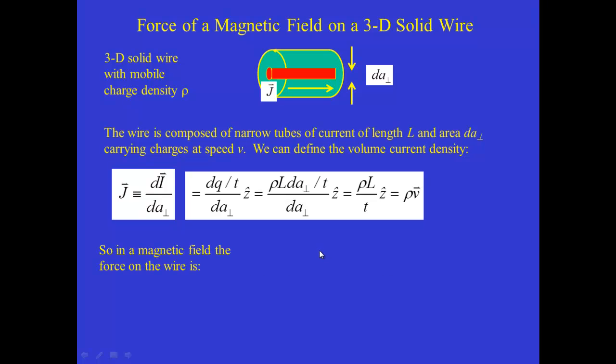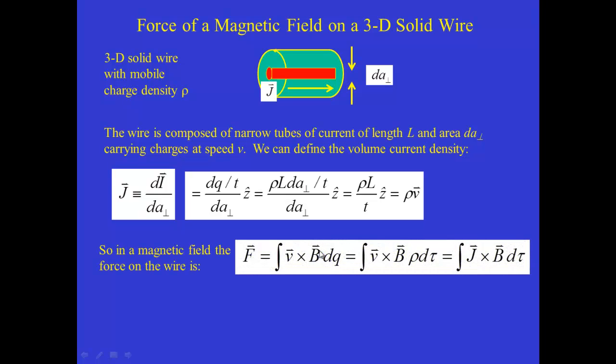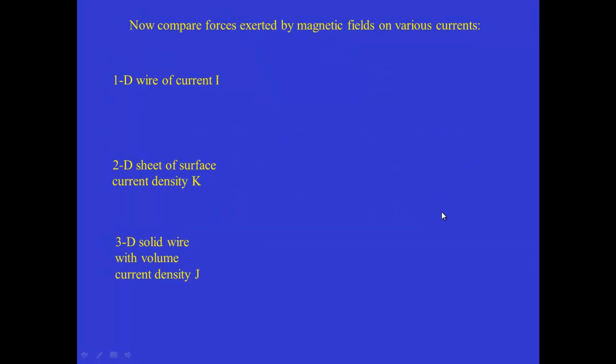And once again, we'll find the force that a uniform magnetic field would exert, actually any magnetic field would exert, on this wire. We start with, once again, the integral of dq v cross B, and immediately dq becomes rho d tau. And then we see that rho v, well, that's just J. So once again, we find the integral of J cross B d tau, where we're integrating over the entire volume of the wire.